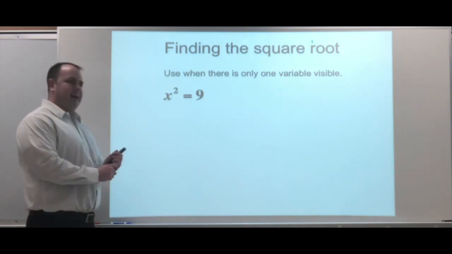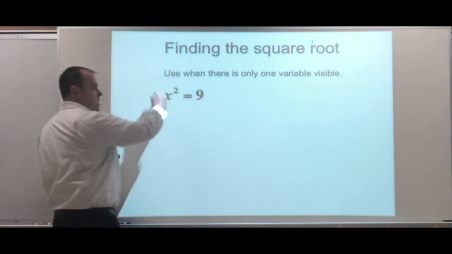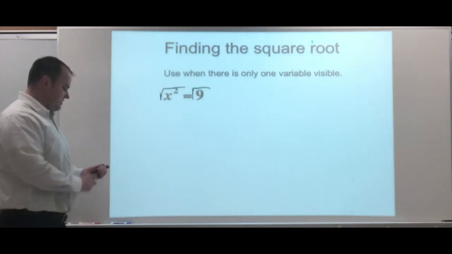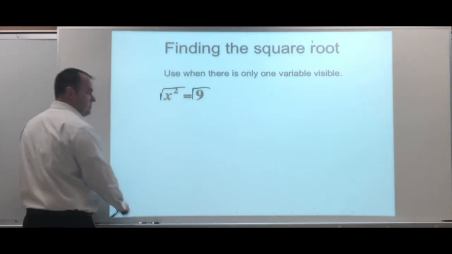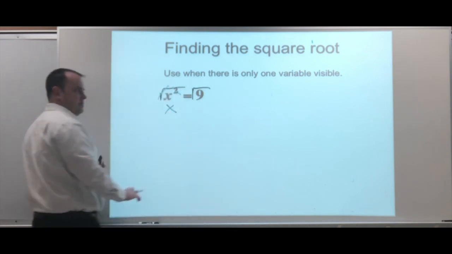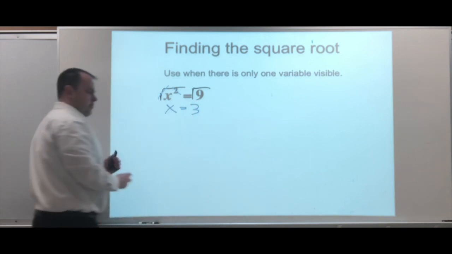That square, the opposite of a square, the inverse operation of a square, is square root. So we're going to square root both sides of these equations. And what happens is that square and square root cancel each other out, and you're left with just x. Square root of 9 is 3.